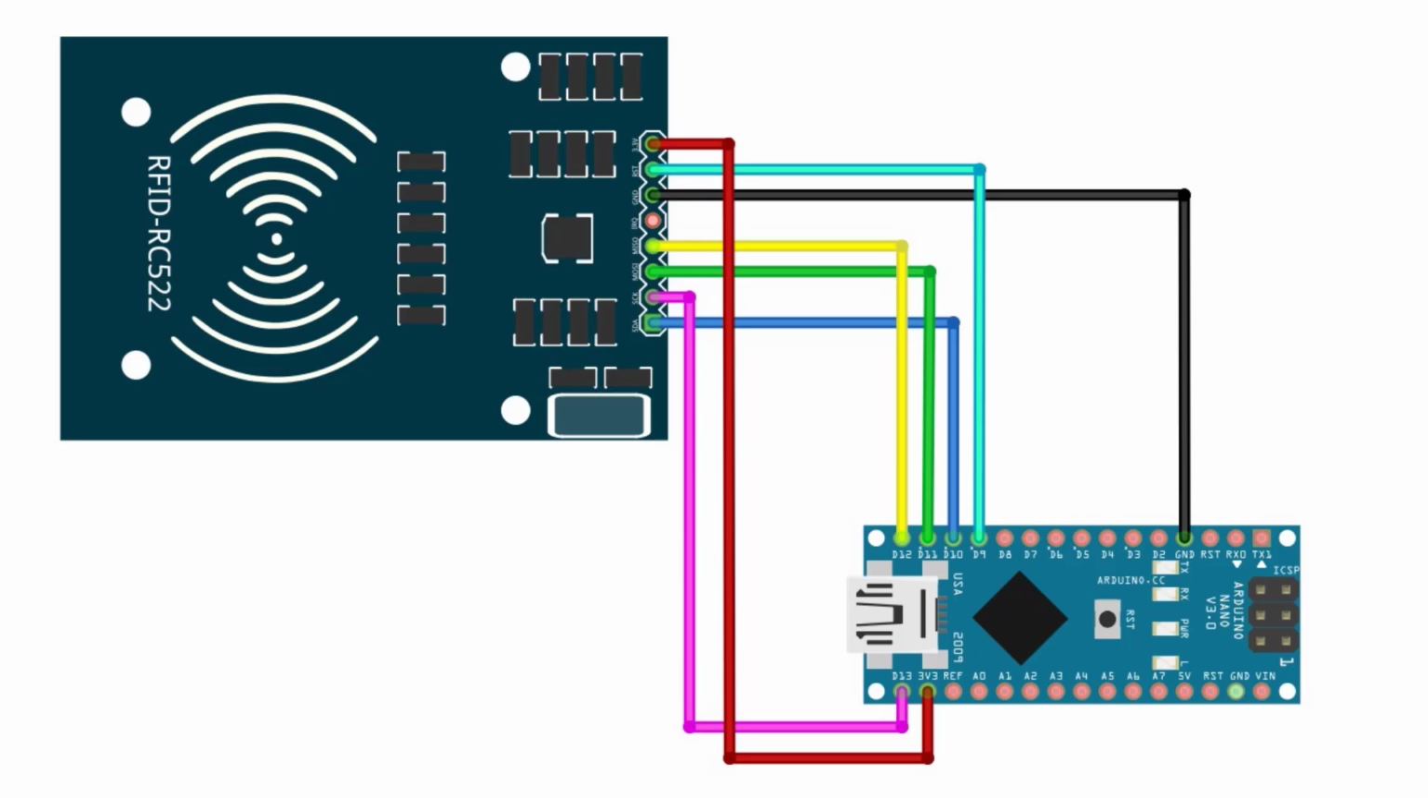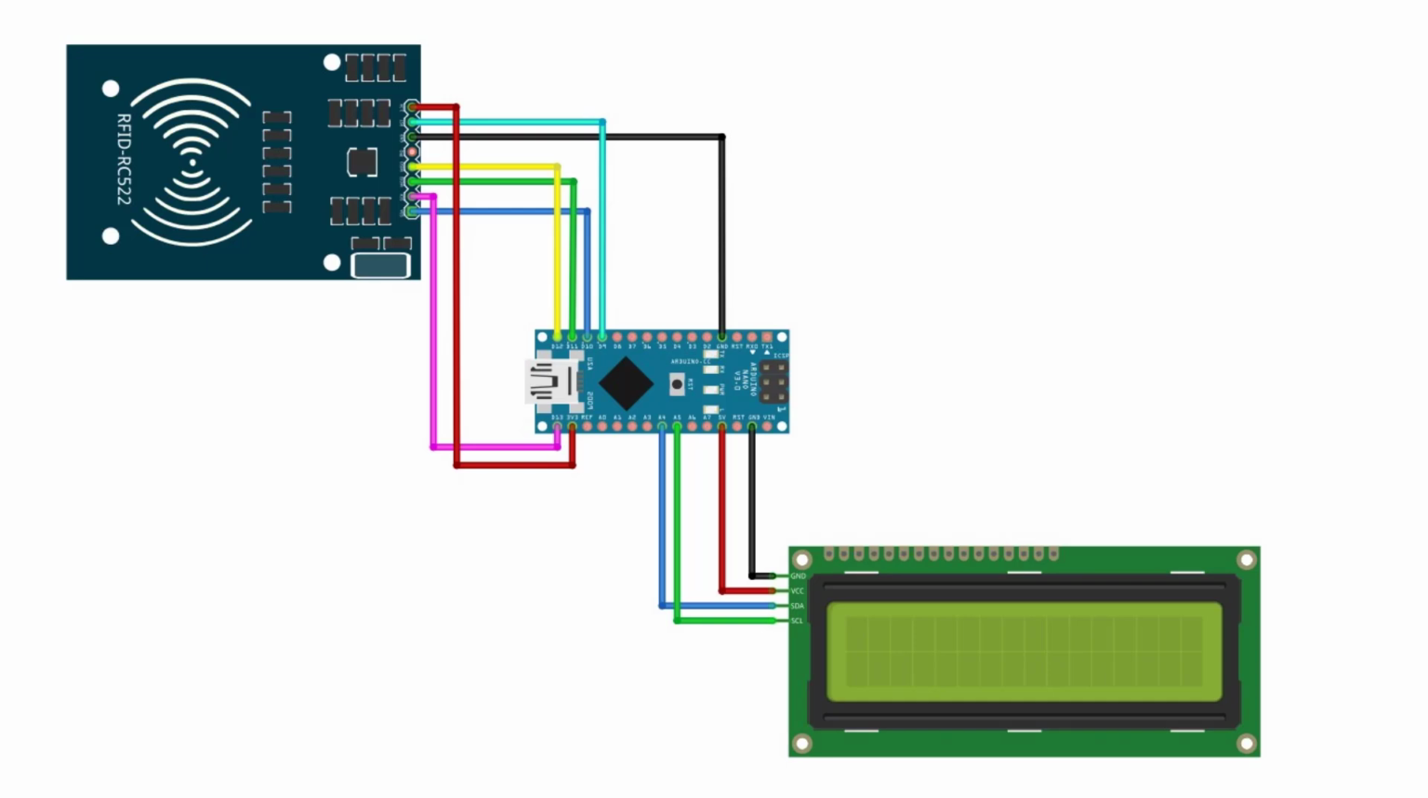GND pin of the reader to GND pin of the Arduino, RST pin of the reader to pin D9 of the Arduino, 3.3V pin of the reader to 3.3V pin of the Arduino. Now, connect the 16x2 I2C LCD display to the Arduino board as follows.